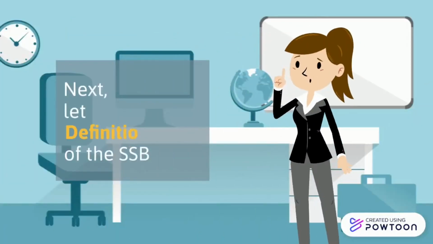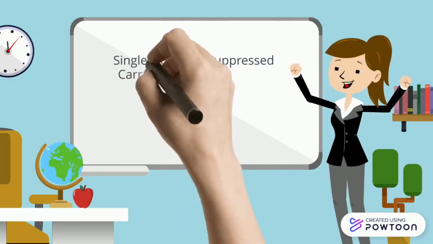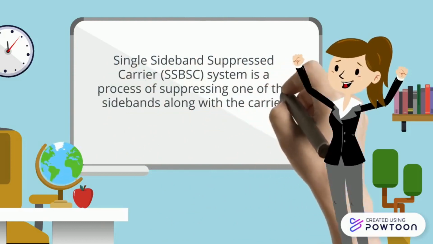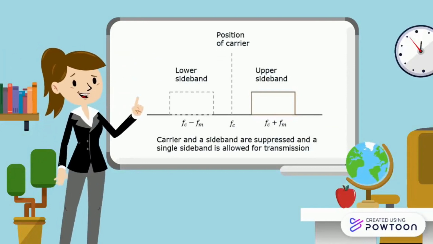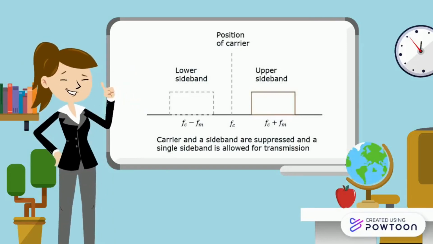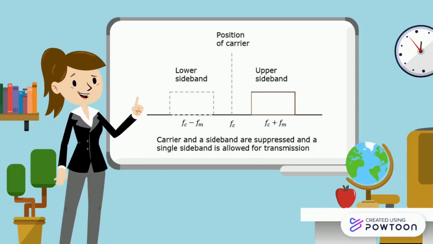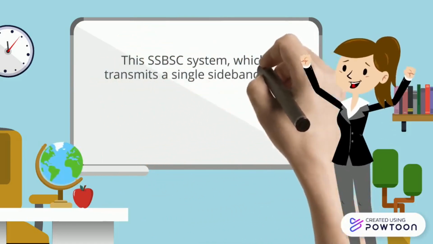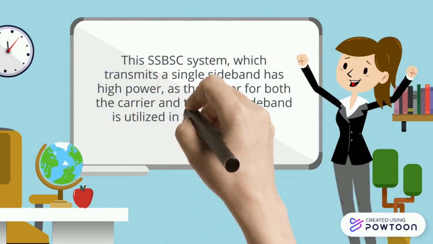Next, let's look at the definition of SSBSC. The single sideband suppressed carrier SSBSC system is a process of suppressing one of the sidebands along with the carrier and transmitting a single sideband. The figure shows that the carrier and the lower sideband are suppressed, hence the upper sideband is used for transmission. Similarly, we can suppress the carrier and the upper sideband while transmitting the lower sideband. This SSBSC system has high power as the power for both the carrier and the other sideband is utilized in transmitting the single sideband.